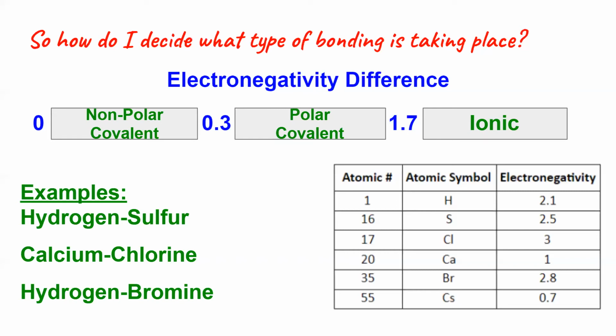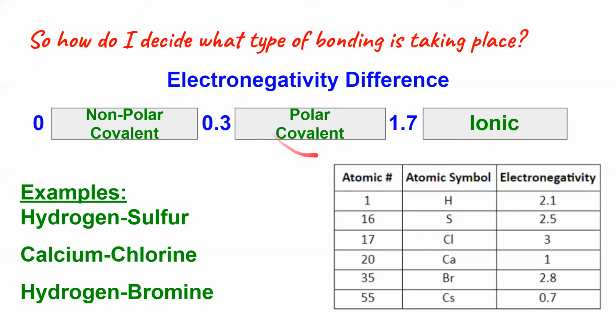So a difference of 2 in terms of electronegativity puts us firmly in that ionic category. So a bond between calcium and chlorine is going to be an ionic bond. And finally, our last example is between hydrogen and bromine. If you notice, hydrogen is 2.1, bromine is 2.8. That difference is 0.7. That again puts us in the polar covalent bond category.